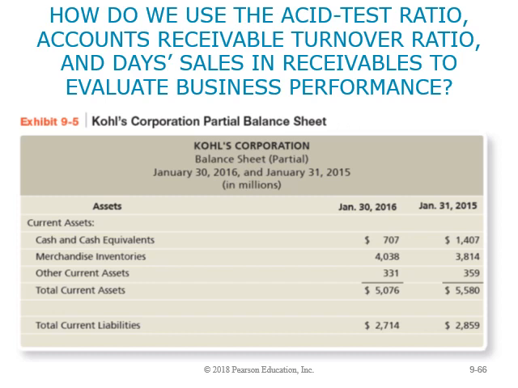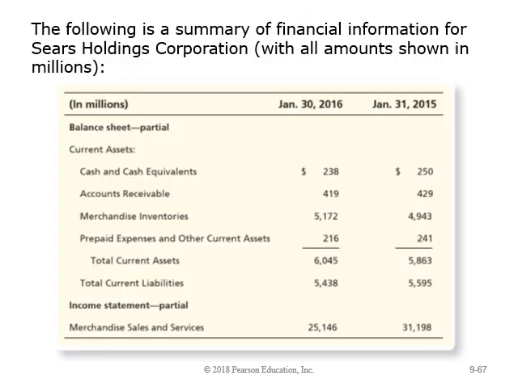So we're going to use this snapshot of Kohl's as per usual. All of the amounts here are in millions. We've got the current assets section of our balance sheet, and then we have our total current liabilities as well. This is an example of the Sears information. So we have pretty much the same information from Sears as we did from Kohl's.